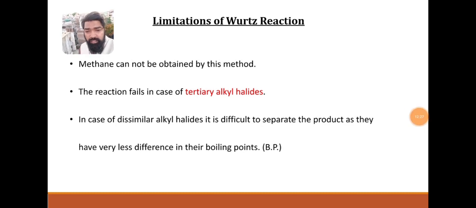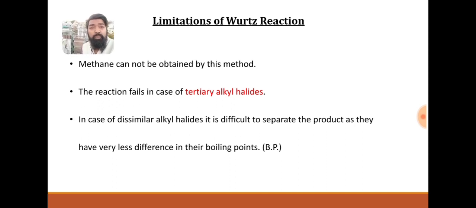Even though Wurtz was a French scientist who worked his whole life on chemical reactions, he still had some limitations about this reaction, because no man is perfect. Every scientist worked harder and harder, but they have some limitations even in the last phase of their lives, because technology and different sources are available. So what are the limitations of the Wurtz reaction?